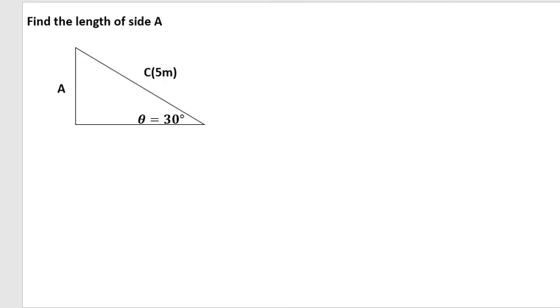Okay, and then the next example, we are required to find length of side A. So we're gonna write this very same formula, SOH CAH TOA. Always write this formula to find your values. So let's just look at our angle theta. We are required to find side A, so let's use this method. You just check your opposite side.